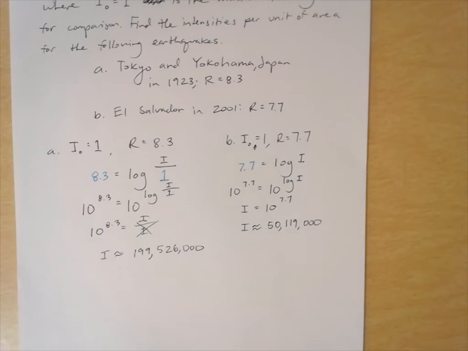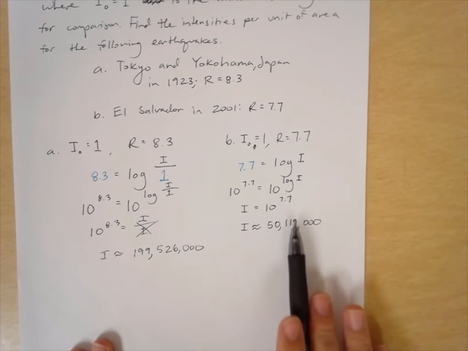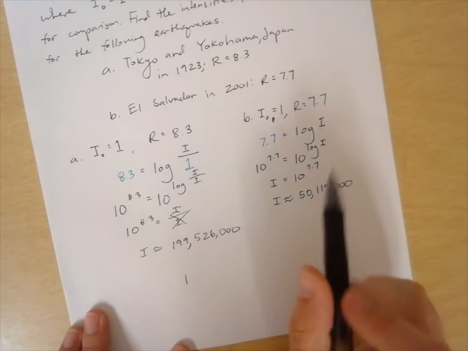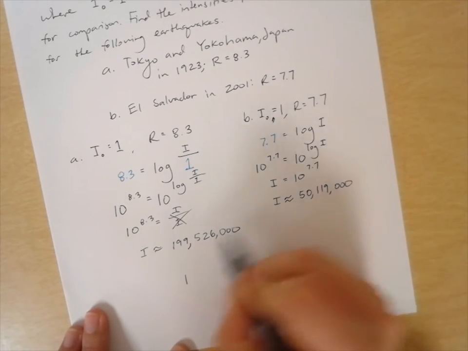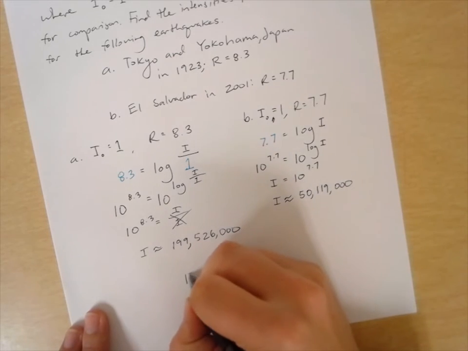Alrighty, so what we can do with this information is take the first intensity and divide by the second intensity. And when we do that, we can understand just how much more intense the Japan earthquake was than the El Salvador earthquake. So we did already find the two intensities. We answered the question, but let's take it just one step further.